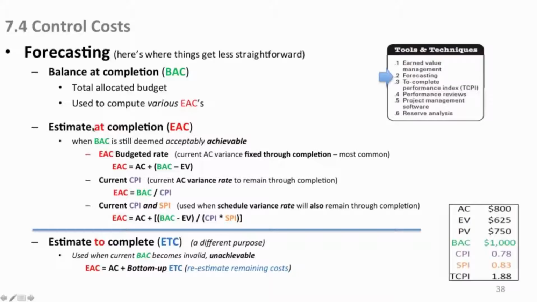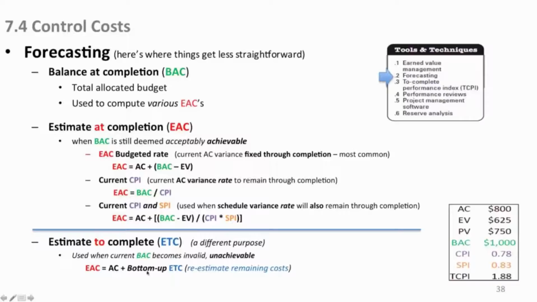Now, estimate at completion is different than the estimate to complete down here, ETC. See, now it's getting a little hazy here, so let's try and clarify this. So your estimate at completion, this is when your budget at completion is still deemed to be acceptably achievable. Okay, I have an estimate at completion, I still think I can make it, but if things get way out of whack, you're going to switch horses, and you're going to start talking about, well, okay, my estimate at completion, I know I can't do, so now what is my estimate to complete, basically?